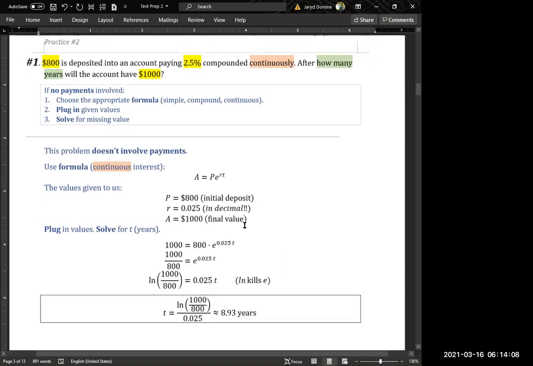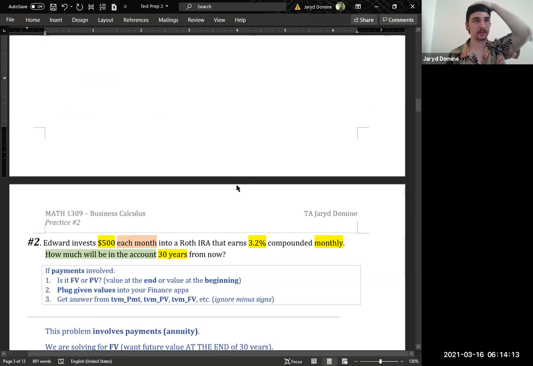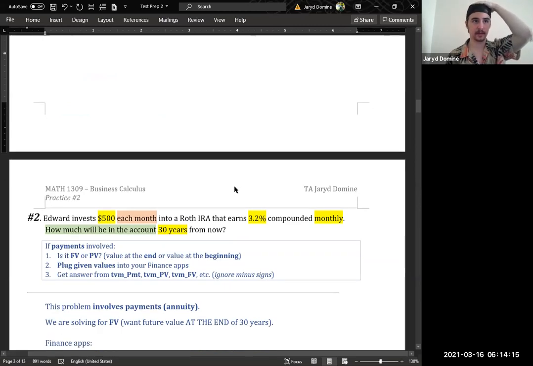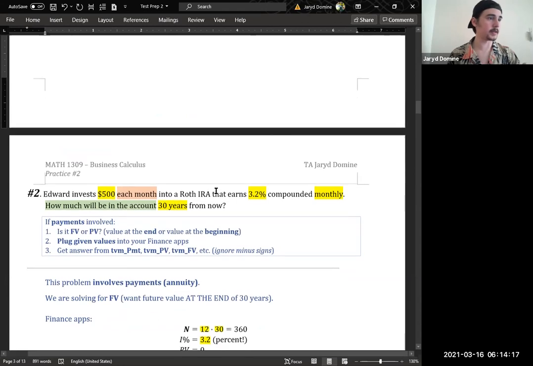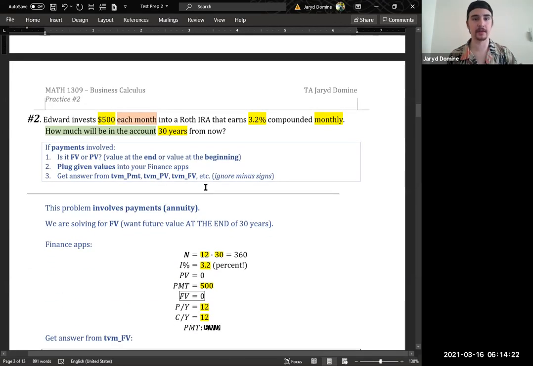Okay, I'm going to move on to number 2 now. So now we're getting into the payment problems. If you know how to do these, they are super quick. No algebra for you to do. You just plug it into your calculator and you're done.